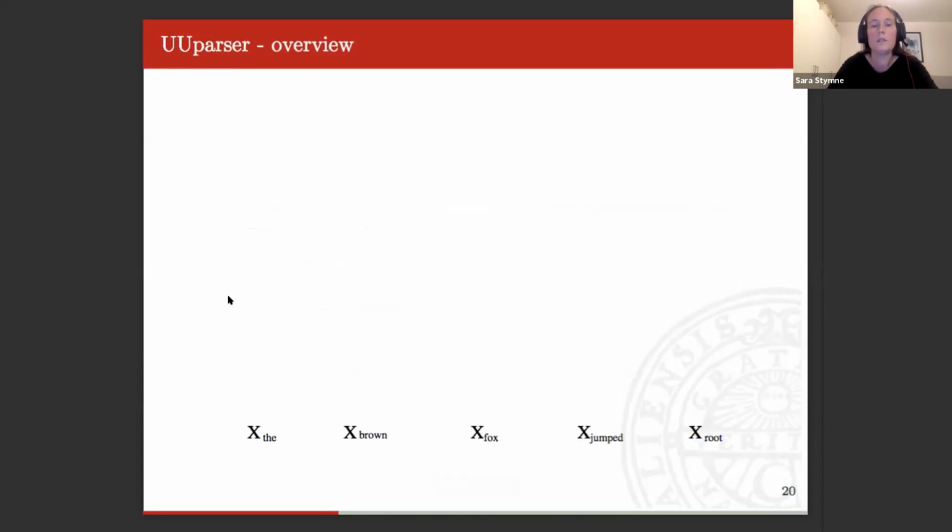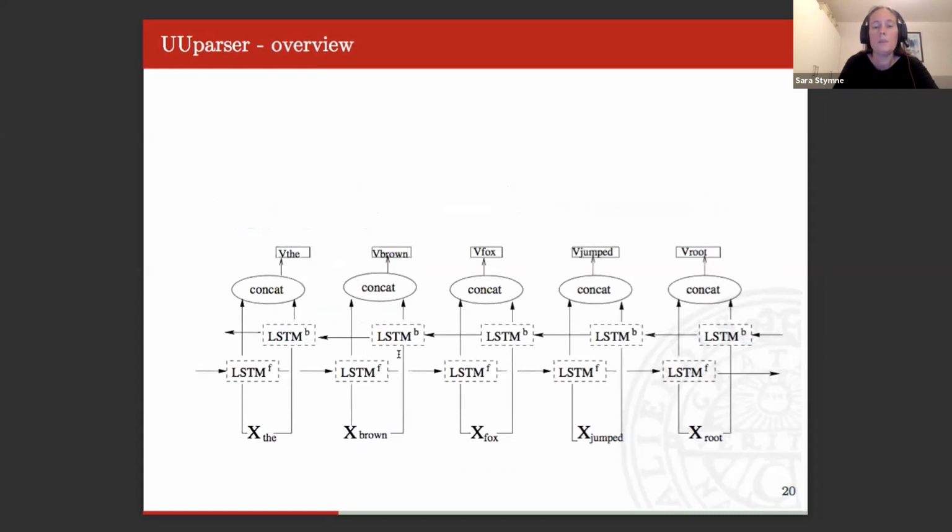So I'll just show this quickly graphically as well. So assume we have these input representations for each of the words. The brown fox jumped in this example. Then we have a forward and a backward bi-LSTM going over the words, and we concatenate these representations for each word to get the context-sensitive representation of the word.